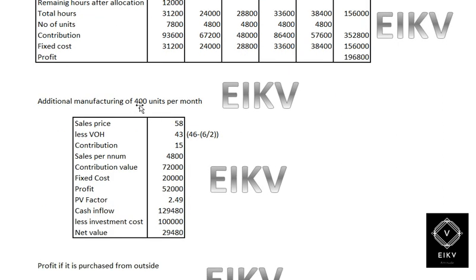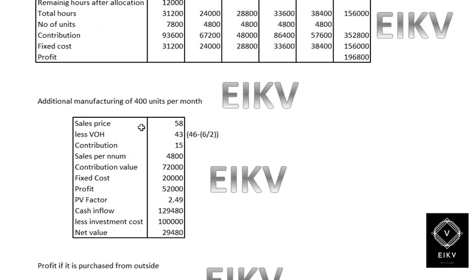Additional manufacturing cost of 400. So then, as per the illustration, the firm has got an additional order of 400 units of product B.